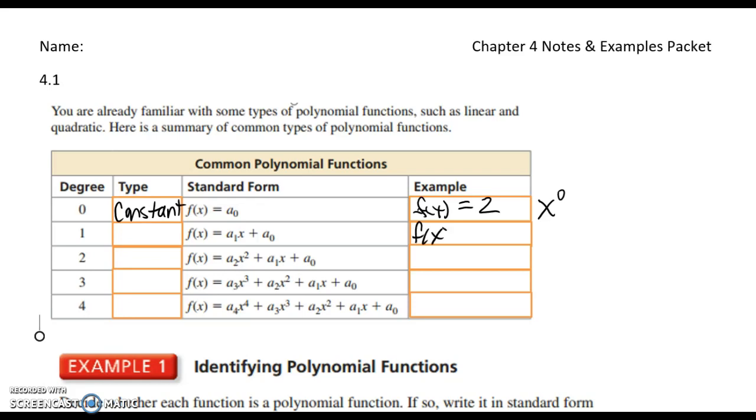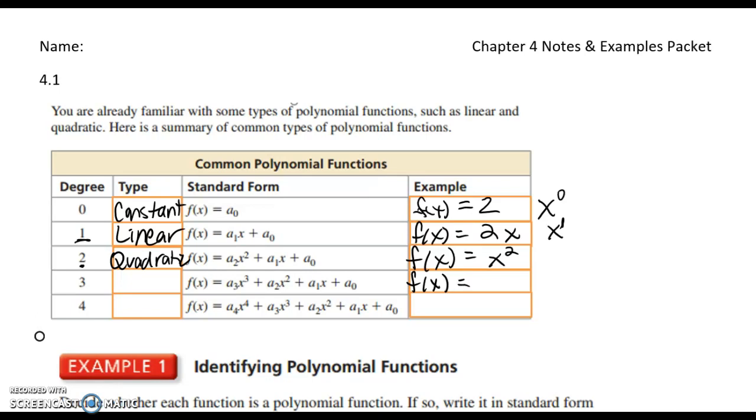The next type of function we learned is linear functions. Notice the exponent here is 1. We call that a degree of 1, and we call these linear. Then we just finished testing on quadratics. That's when we have an x squared. The degree would be 2, and again we call this a quadratic.